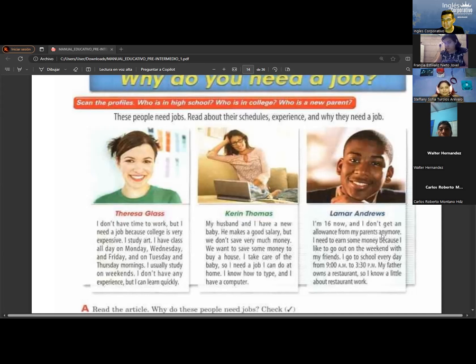I'm 16 now and I don't get an allowance from my parents anymore. Como que ya no obtiene la mesada de sus padres. Okay. Nunca más lo va a volver a tener. Okay, another word.